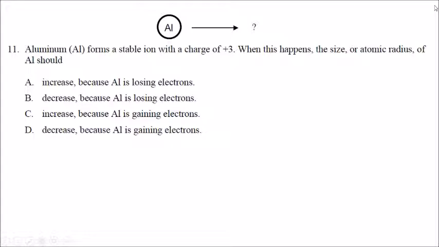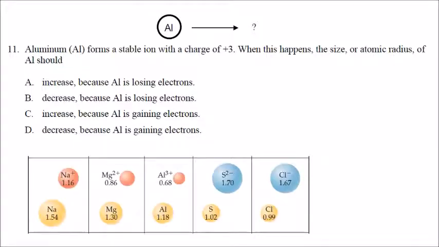Number 11 is talking about what happens to the size of an aluminum atom when it turns into an ion with a charge of +3. You should know that forming a +3 ion involves losing electrons, so the correct answer is either A or B.